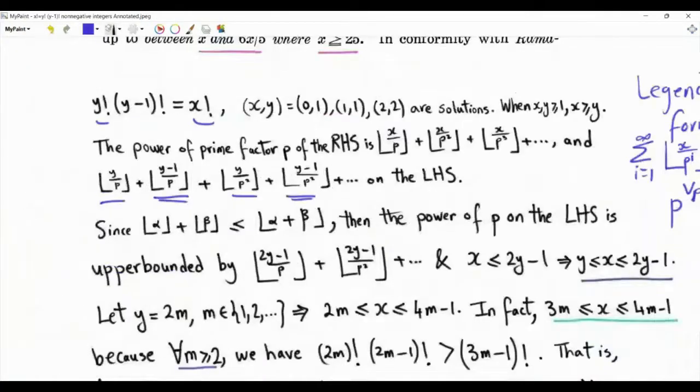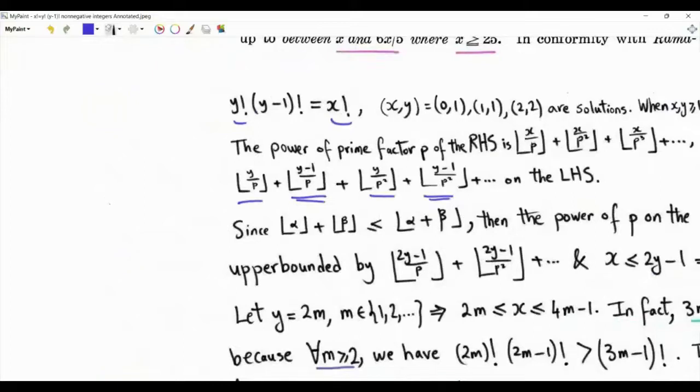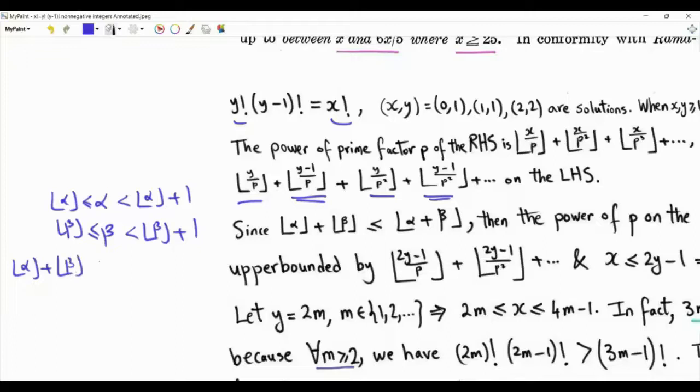Now, the floor of alpha plus the floor of beta, where those are real numbers, is less than or equal to the floor of alpha plus beta. This is because alpha is greater than or equal to the floor of alpha and is strictly less than the floor of alpha plus 1. And the same applies to the real number beta. If we add, then the floor of alpha plus the floor of beta is less than or equal to alpha plus beta, which is strictly less than the floor of alpha plus the floor of beta plus 2.